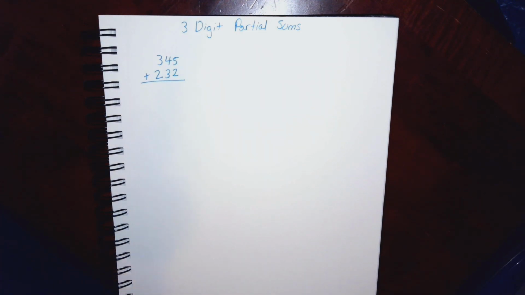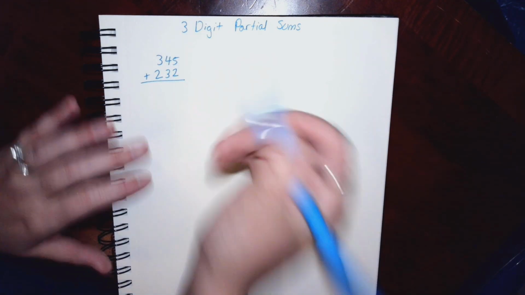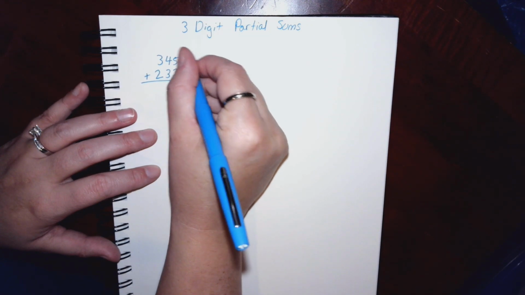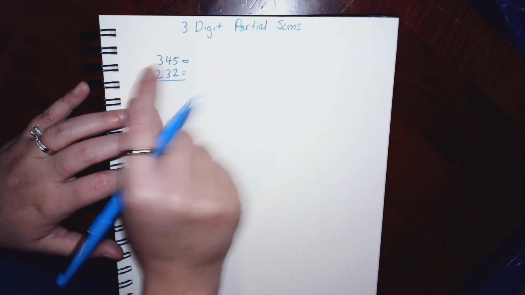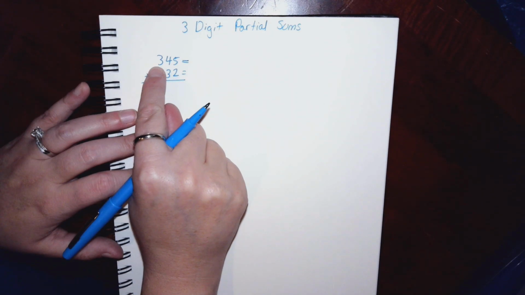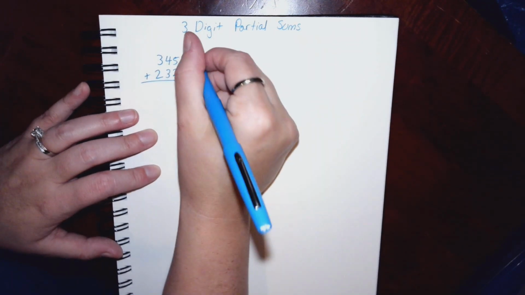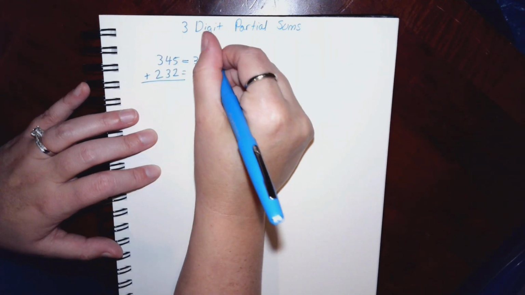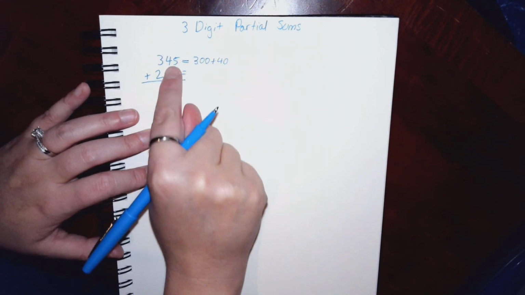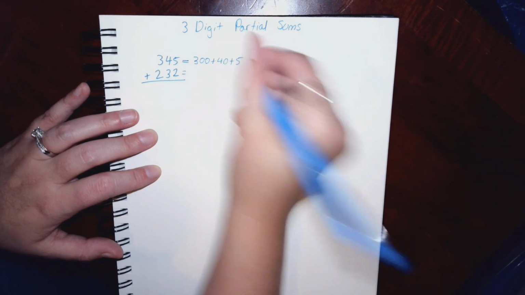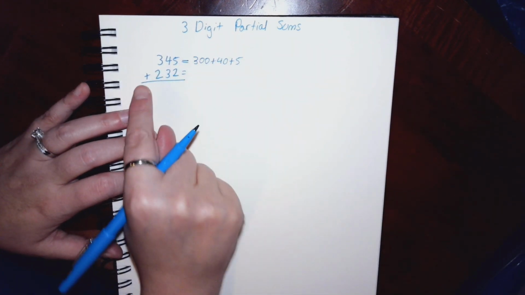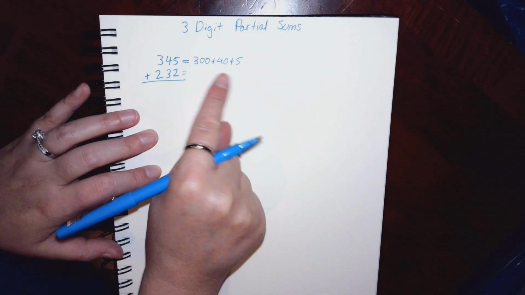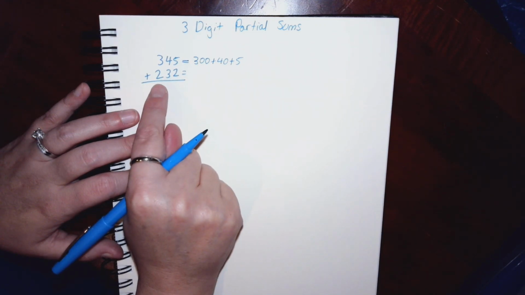In this lesson, we're going to add 3-digit numbers, partial sums, using expanded form. So, if I need to expand out 345, I'm going to go with the value of each digit. So that 3's value is 300 plus 40 plus 5. Okay? I'm going to do the value here. Now pay close attention to the fact that I'm making sure I line it up.